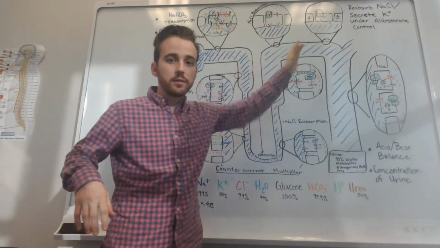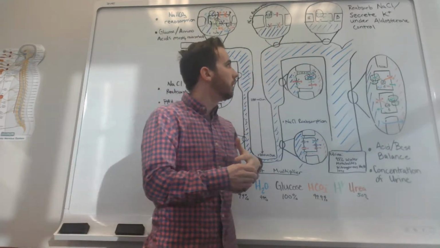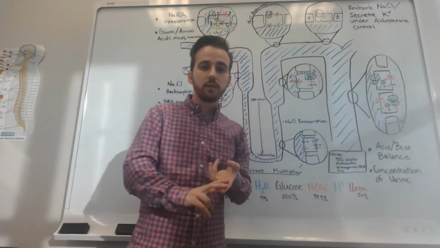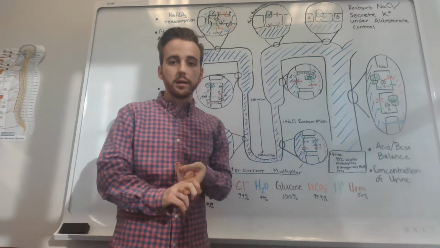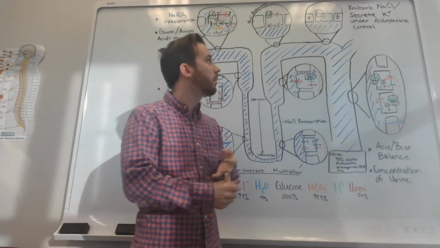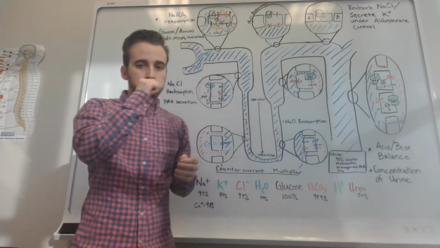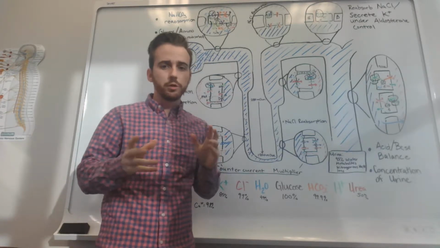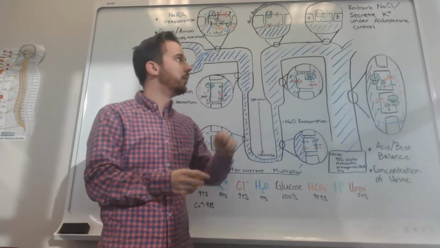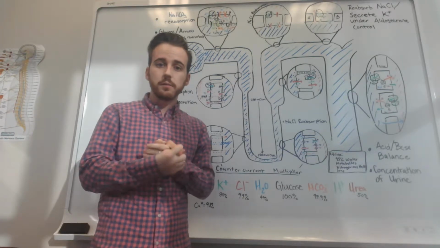Let's move on to the late convoluted tubule. Okay, the late convoluted tubule and the collecting duct both have three types of cells. They have alpha and beta intercalated cells as well as principal cells. We're going to talk about the principal cells first. Principal cells are primarily responsible for reabsorption of sodium chloride, and they also secrete potassium.